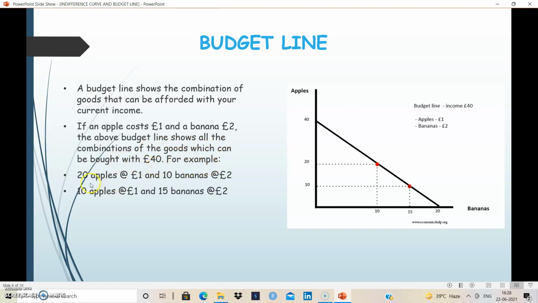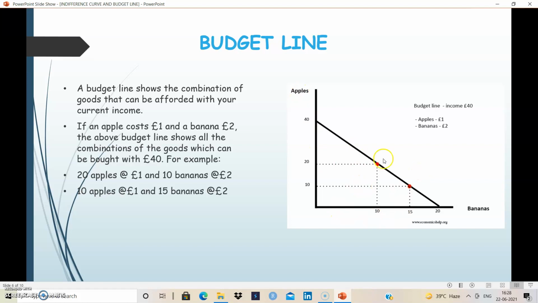For example, 20 apples at the rate of pound 1 and 10 bananas at the rate of pound 2, or 10 apples at the rate of pound 1 and 15 bananas at the rate of pound 2. We can see the budget line. It is downward sloping. We have plotted bananas on the x-axis and apples on the y-axis.